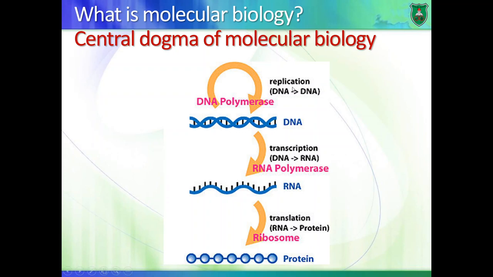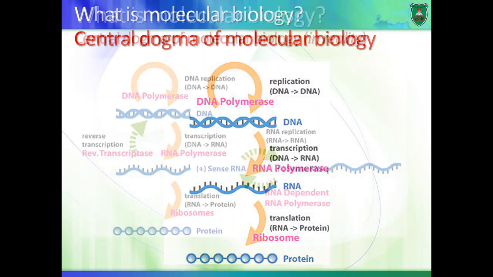So basically, DNA replication is making another copy of DNA, making DNA out of DNA, using an enzyme known as DNA polymerase. Now, we can use DNA to make a copy of an RNA molecule, and this is known as transcription, and the enzyme responsible for this is known as RNA polymerase. RNA can be used to synthesize proteins via a process known as translation, using ribosomes as well as other molecular components. So this is the central dogma of molecular biology.